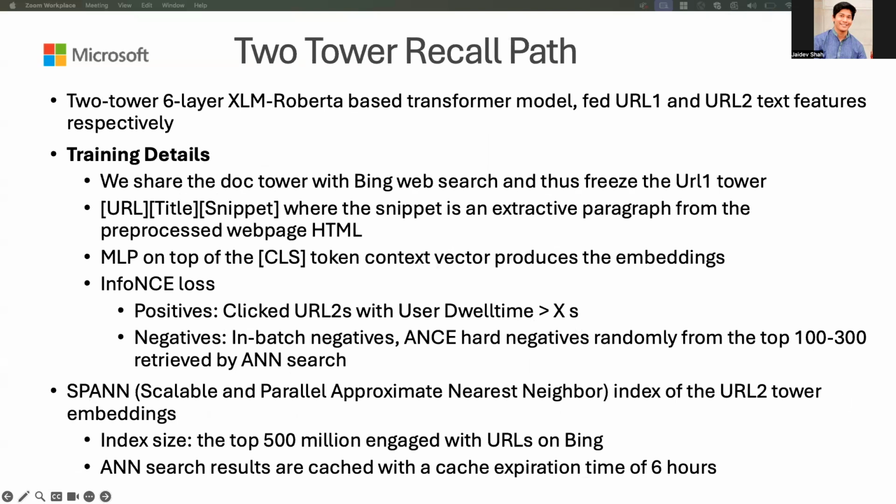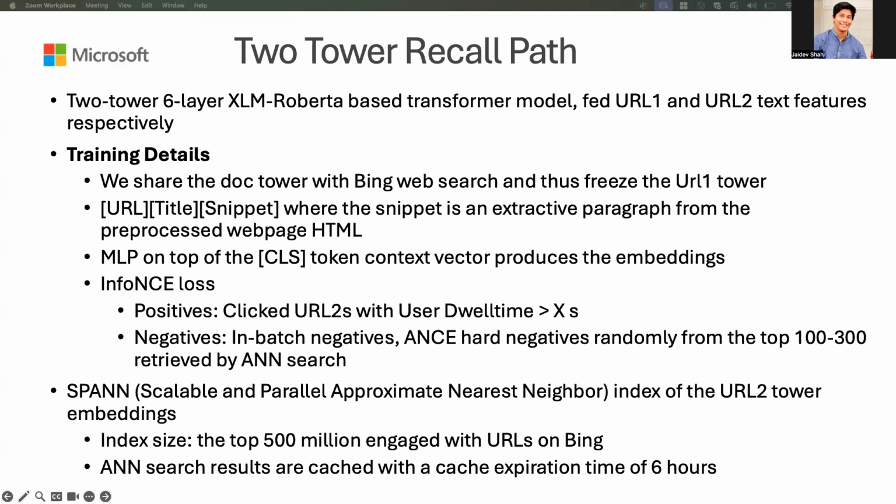The two-tower recall path is essentially a two-tower 6-layer XLM-RoBERTa-based transformer model, which is fed the URL1 text features and the URL2 text features, respectively. By text features, I mean the URL text, the title text, and the snippet text. We trained the model using InfoNCE loss. Here, the positives are the clicked URL2s from our production logs where the user dwell time is over a certain threshold.